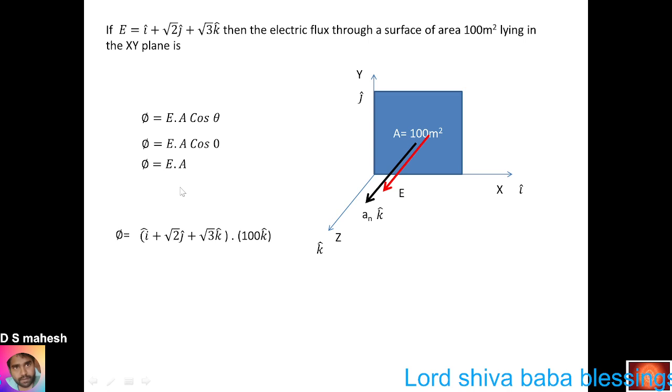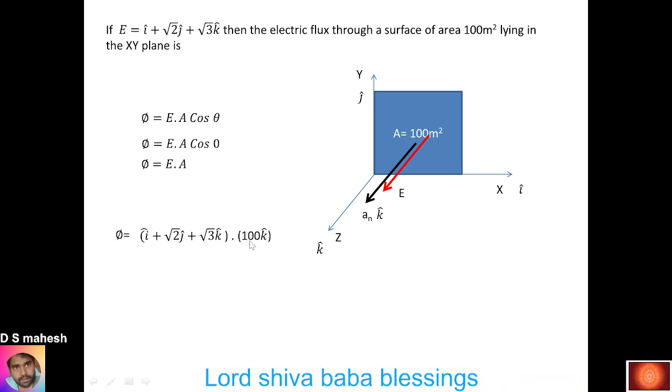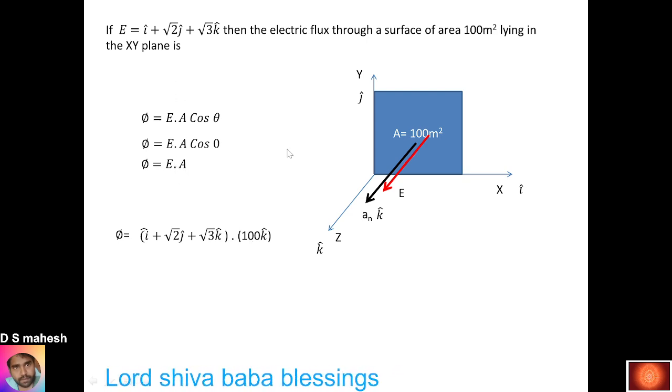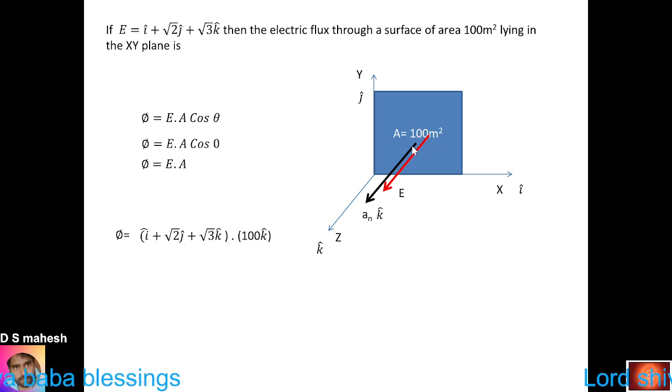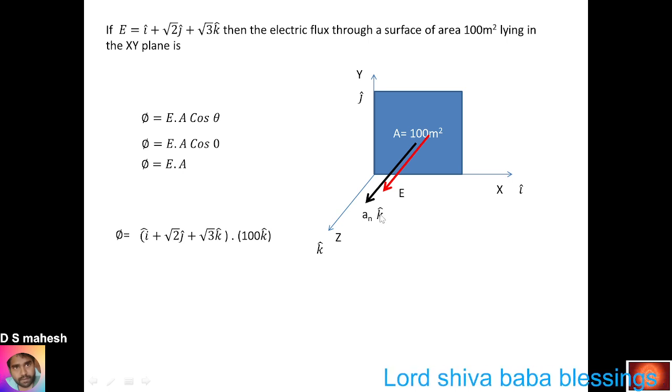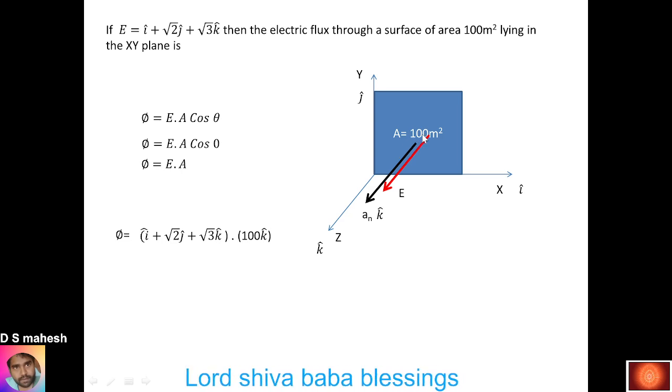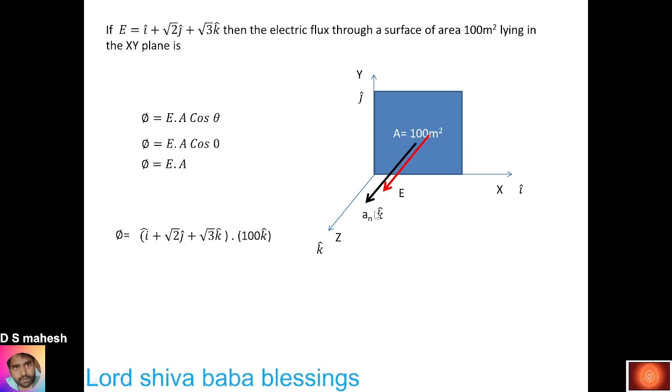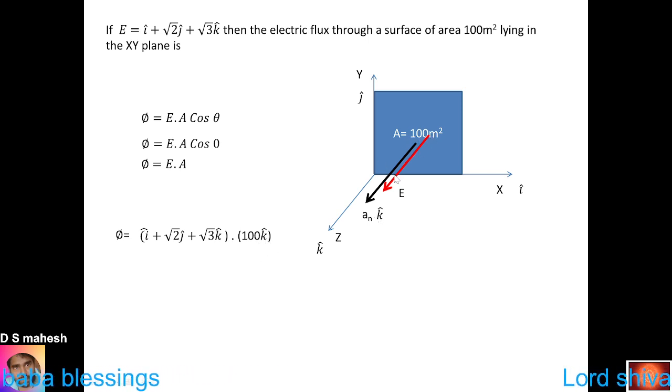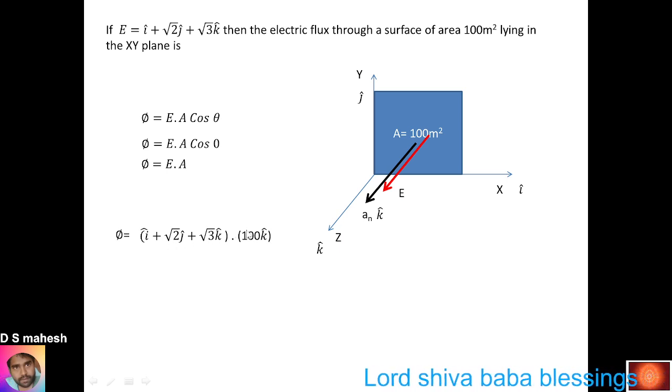So from the given question, E is nothing but i plus root 2 j plus root 3 k, and the value of area is 100 meters square. So this 100 meters square is in which direction? Just look at the direction of the normal. So the direction of the normal is in k direction. So we can write this as 100 k. So the direction of normal to the surface is in k direction. The magnitude is 100 and its direction is in k. So 100 k. Now let us dot product these two.